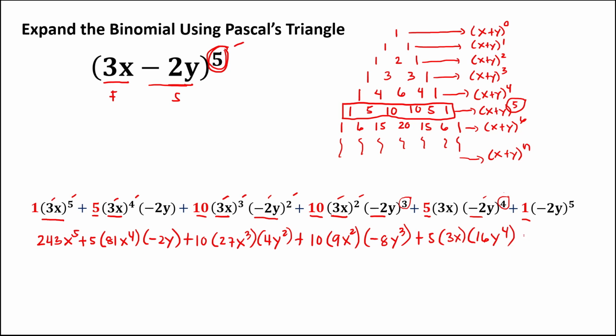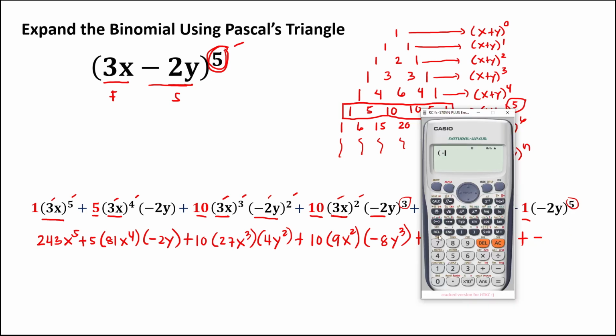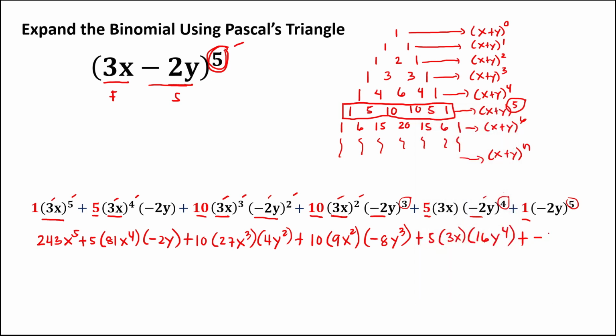Y to the power 4, then plus. Since the exponent is odd, this one is negative, and negative 2 to the power 5. So again, put inside the parentheses because the base is negative, then to the power 5. So that's negative 32. Then to simplify, bring down this 243 x to the power 5.